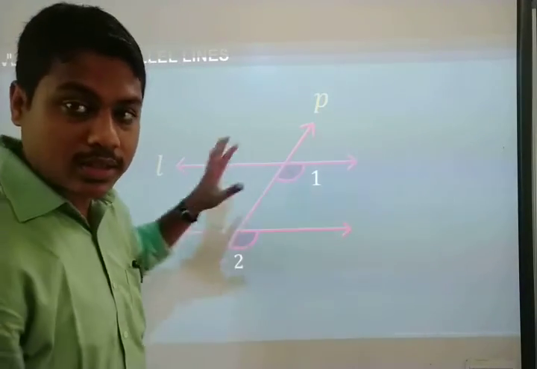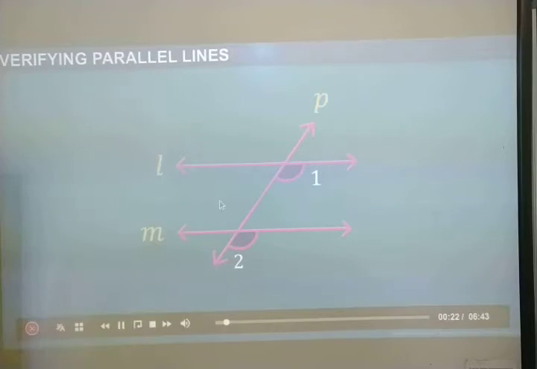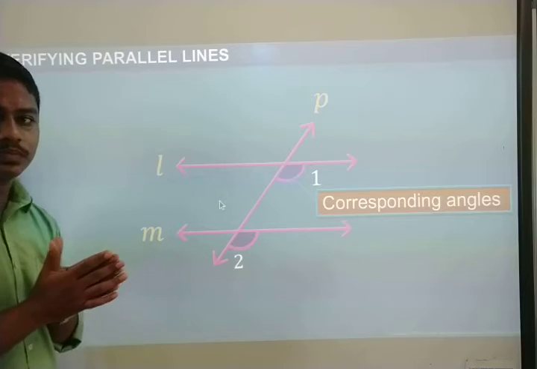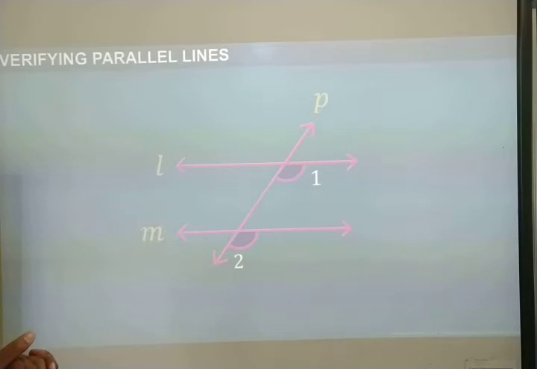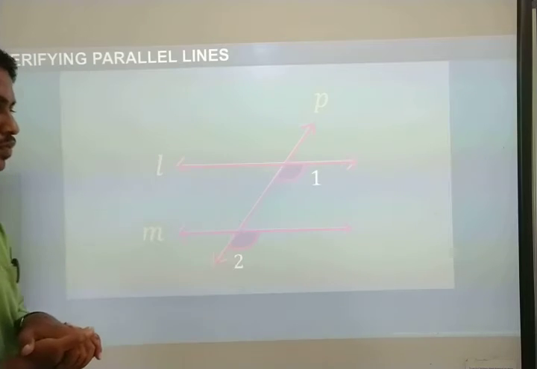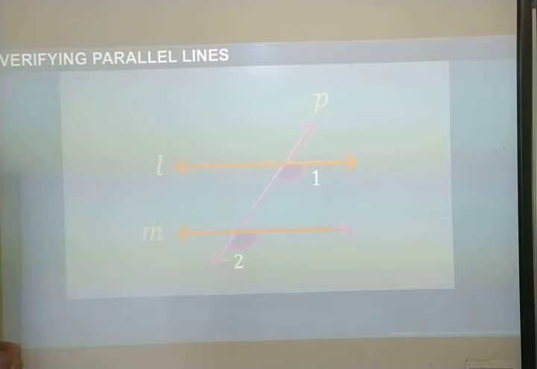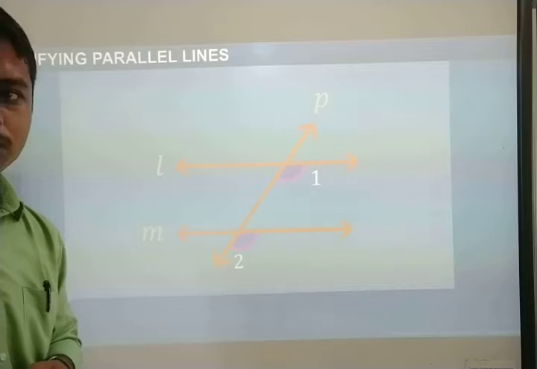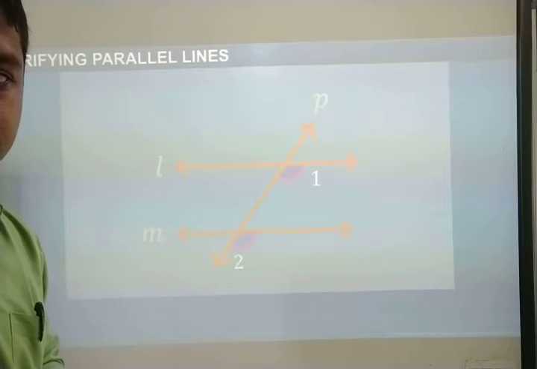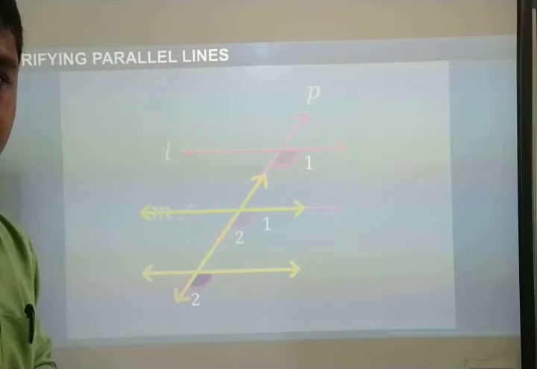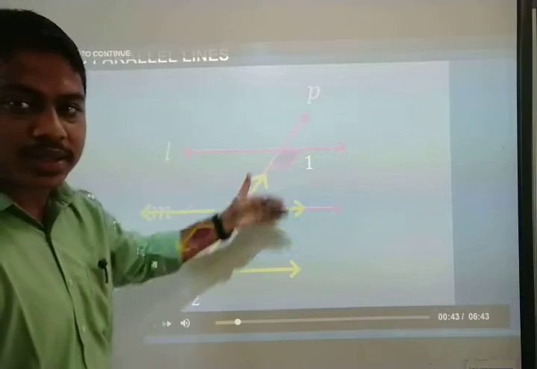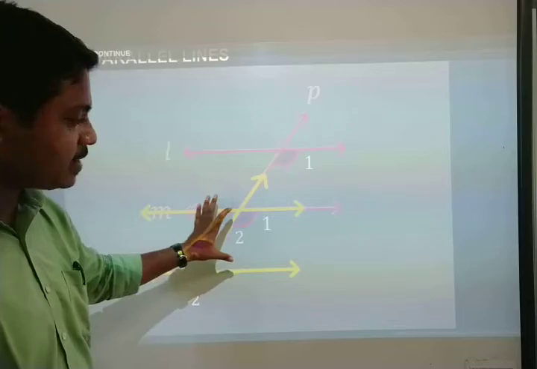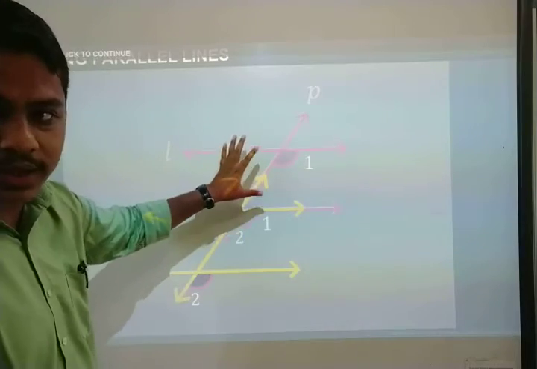How does it look? Just go through the video first. Let's label the two corresponding angles formed below right as 1 and 2. Now place the tracing sheet on this figure and trace the lines L, M and the transversal P on it. Move this tracing paper until L coincides with M. Now you can see, when we move the tracing paper, these yellow lines are the tracing lines of the previous figure that we have drawn.